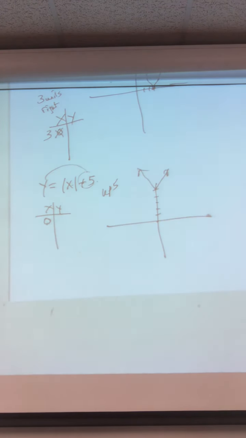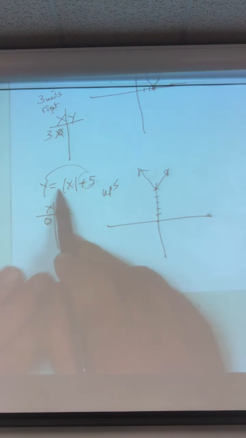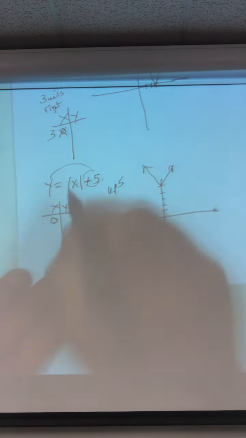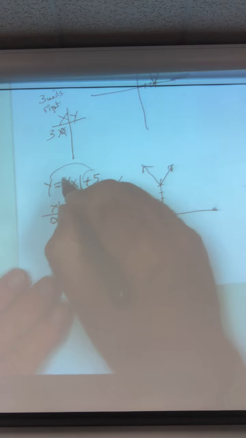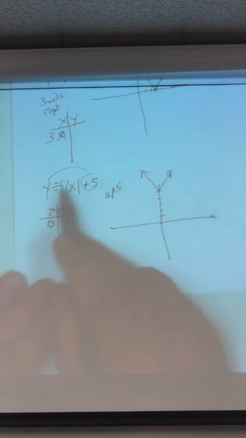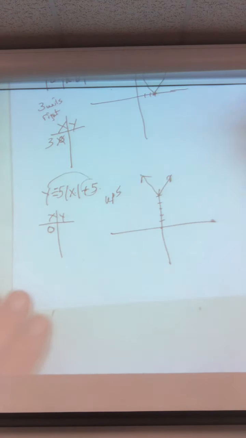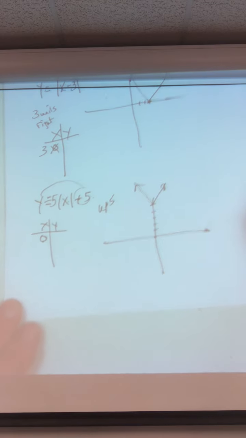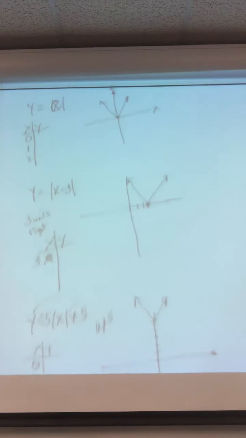Okay. One other thing. If this is a 5 right here, what that's going to do is affect how wide this is. What if it's -5 in front? It's going to affect which way it opens, and you will see that as well. All right, so what we're about to do in this next video is we're going to graph the absolute value function.